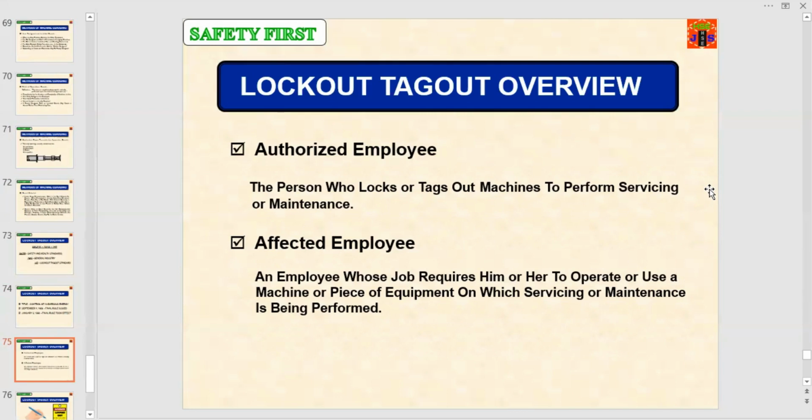Another aspect is lockout tagout. Let us discuss in the lockout tagout procedure who is the authorized employee. The person who locks or tags out machines to perform servicing or maintenance is known as the authorized person or authorized employee. Who is the affected employee? An employee whose job requires him or her to operate or use a machine or a piece of equipment on which servicing or maintenance is being performed. That is called the affected employee.